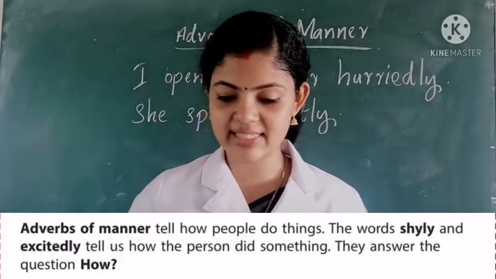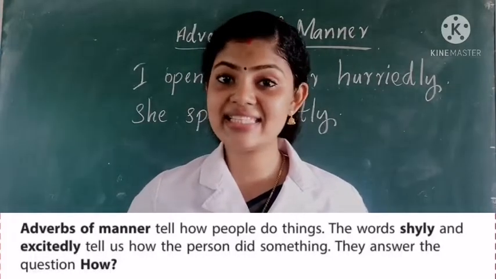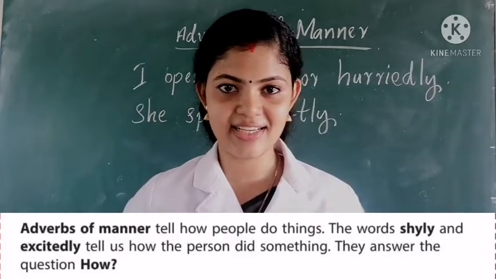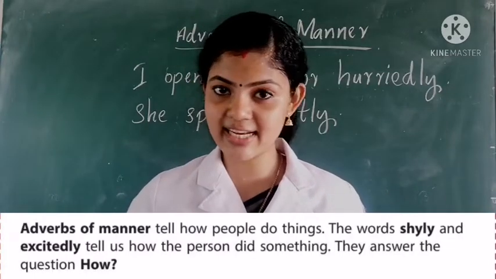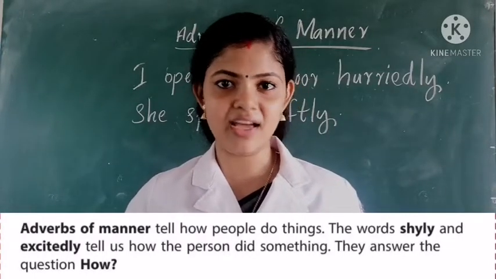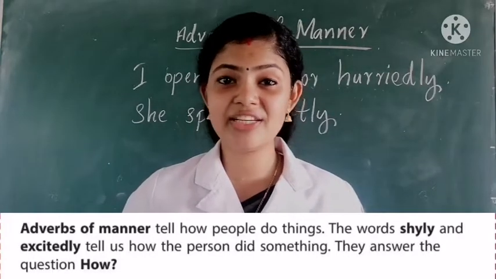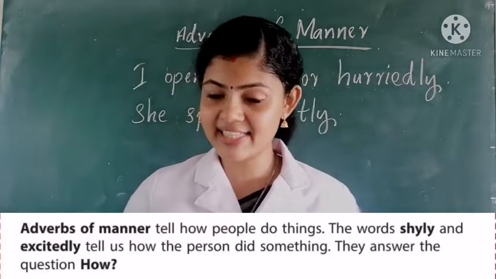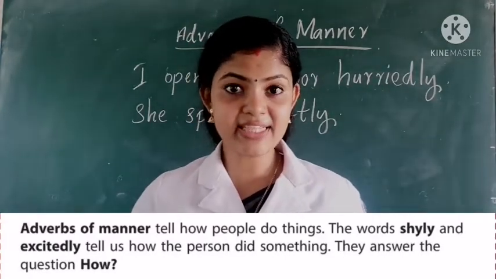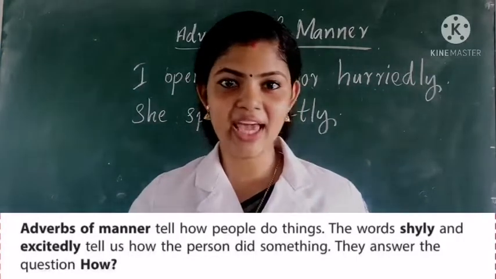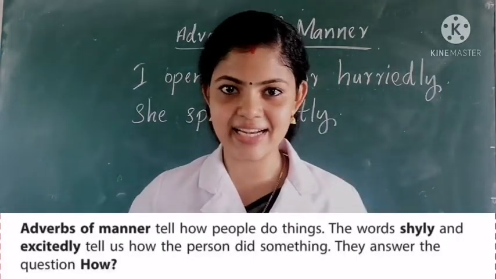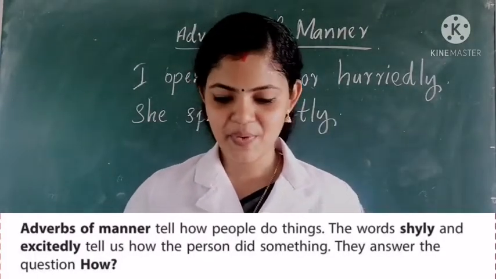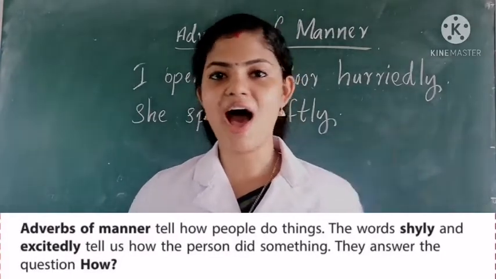In the first sentence we can see, thank you for the lovely tea, said Nima shyly. How did she say that sentence? Yes, shyly. Next sentence, Nima shouted excitedly. How did Nima shout? Yes, she shouted excitedly. So the words shyly and excitedly tell us how the person did something, isn't it? They answer the question how.